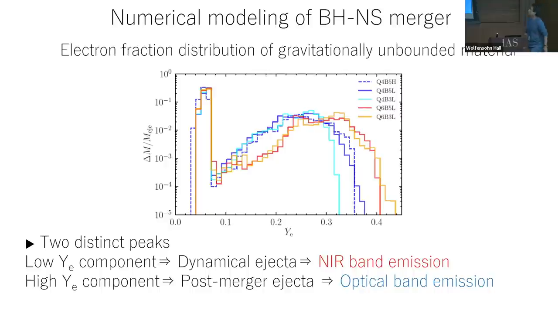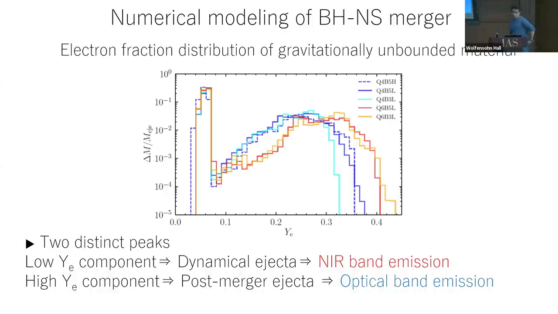To see it more quantitatively, we generated the electron fraction distribution for the gravitationally unbound material. You can see two distinct peaks. One is a low electron fraction, which comes from the dynamical ejecta, because the neutron star is composed of neutrons, so the electron fraction should be low. And the other component is a high electron fraction peaking between 0.25 and 0.35. This is the post-merger ejecta.